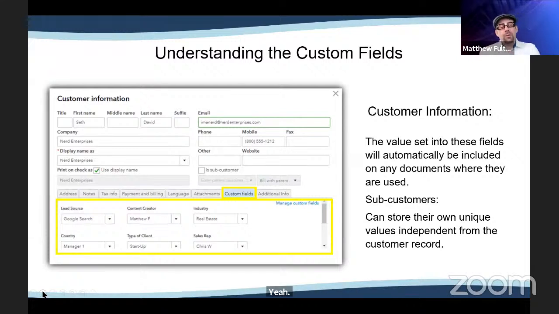So now if we want to understand the different types of custom fields, if you remember correctly, back away, as I said, there's 3 different types. There's customer information, there's vendor information, and then there's transaction information.